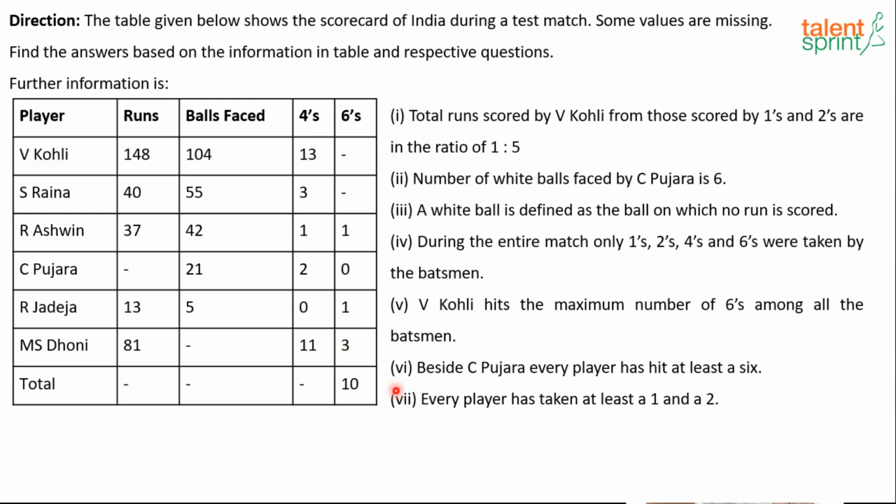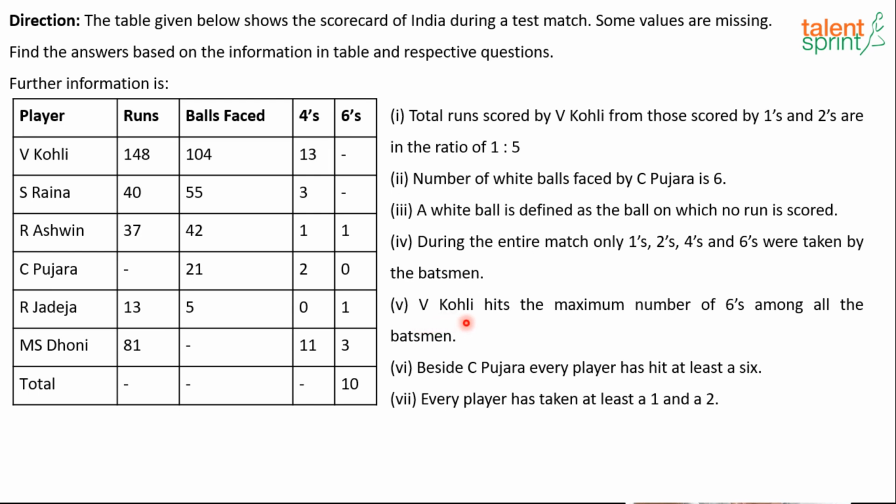Also, we have some additional information available as a part of this question, these 7 points. Point number 1 says total runs scored by Kohli from those scored by 1s and 2s are in the ratio of 1:5. Number of white balls faced by C. Pujara is 6. Now, what white balls are is a confusion I have at this point of time. But the next statement says a white ball is defined as a ball on which no run is scored. During the entire match, only 1s, 2s, 4s and 6s were taken by the batsmen. So no 3s and no 5s, not possible in this particular context.